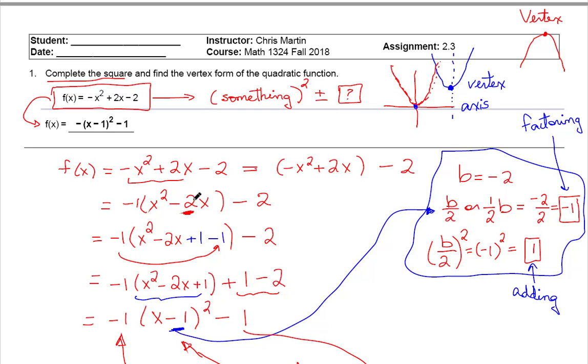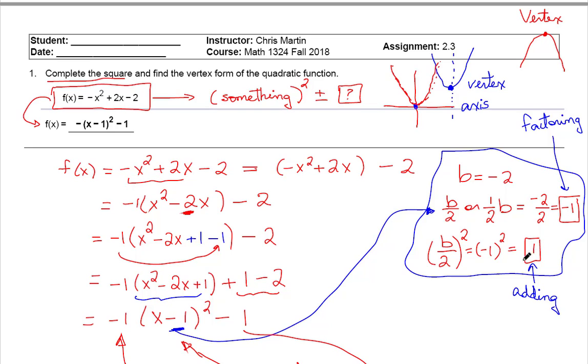Now at that point, I want to look at just this inside piece. I want to complete the square on it. How did that go? I write down b is -2. I take b over 2, or 1/2 b. So let's see. -2 is b, b over 2 is -1. And I also need that number squared. So -1 squared is 1. So these are two key numbers I need.